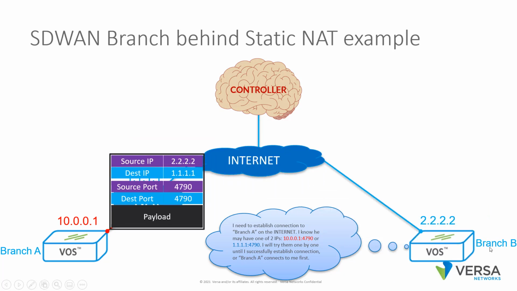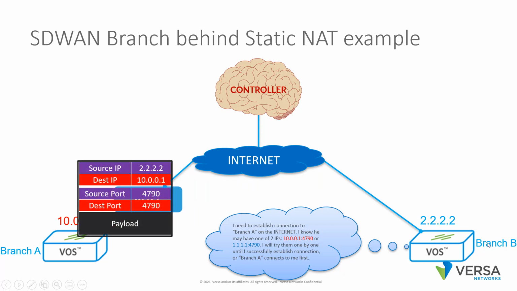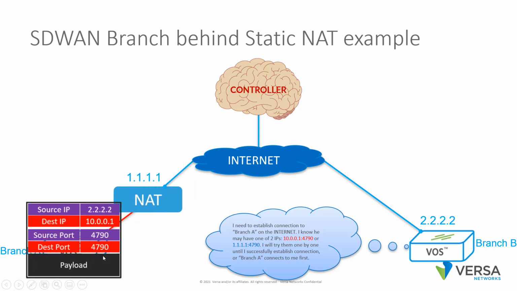And of course the connection will happen and will be properly translated to the device, and the two branches, branch A and branch B, will be able to establish a connection.